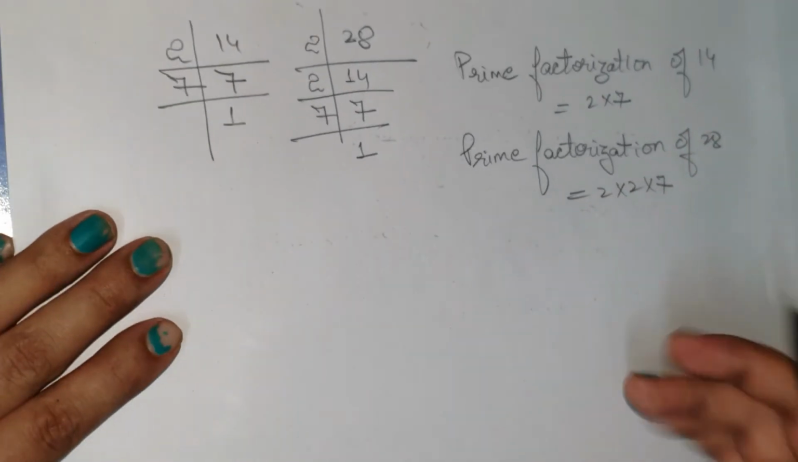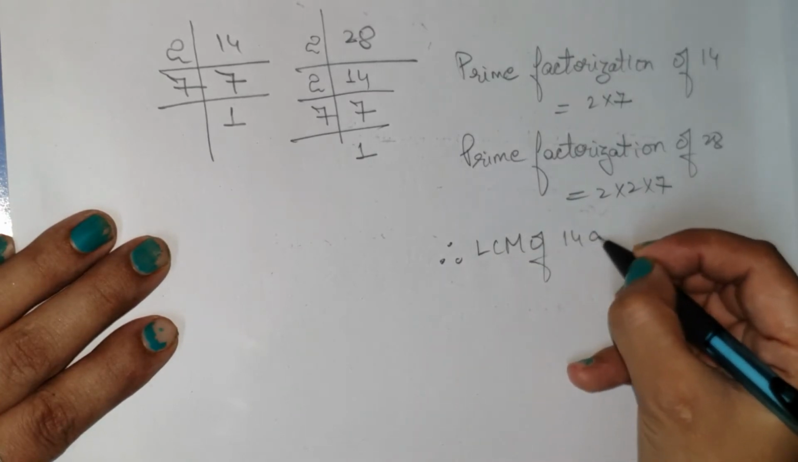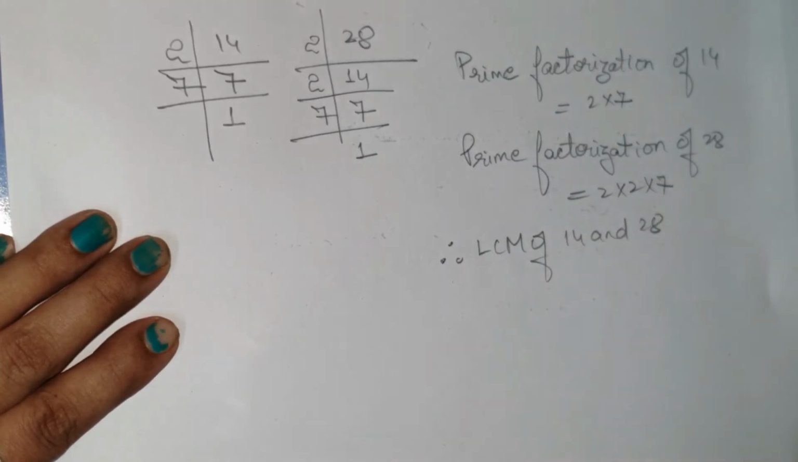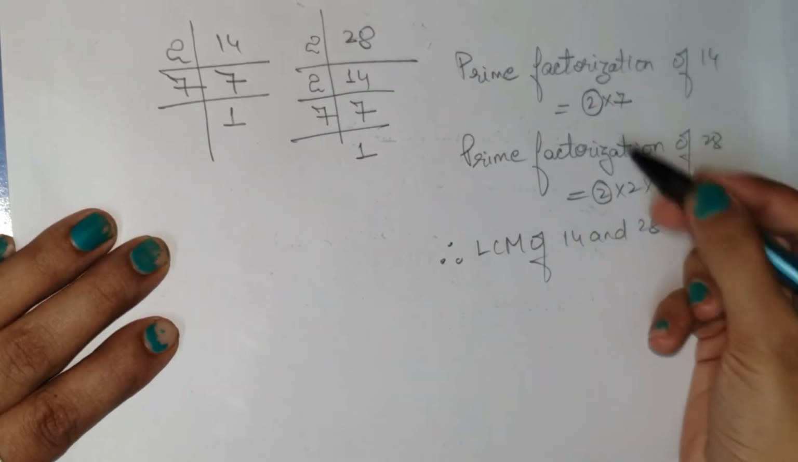Firstly you will write like this, then you will write therefore LCM of 14 and 28. So firstly circle the common ones. So what are common? This 2 and this 2 are common, 2 is coming in both.